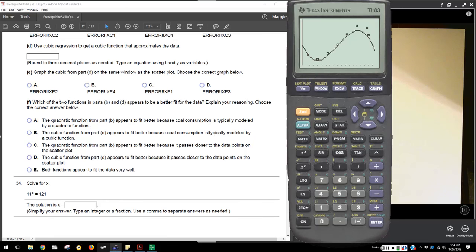And it's not because coal consumption is typically modeled by a cubic function, because that's not true at all. We have no idea what kind of function models coal consumption. But we know that this particular function fits because it passes closer to the data points on the scatter plot. Okay? And they do not both fit equally well. And to verify that with you, I'm going to turn the quadratic back on and remind you of what it looks like. There goes the quadratic. The quadratic really doesn't fit at all. So the answer is D. The cubic fits better because it passes closer to the data points.